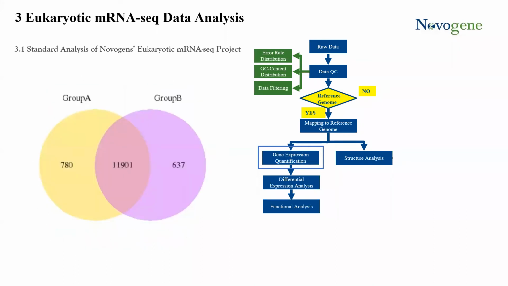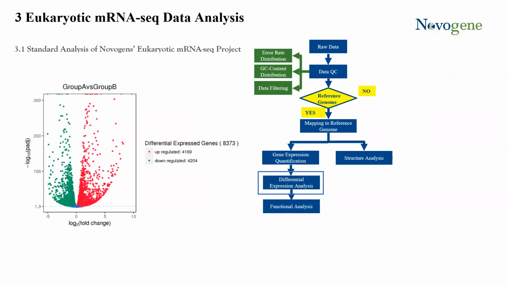Lastly, we will also provide you with a Venn diagram, which shows the number of genes that are uniquely expressed within each group or sample, and the genes that are co-expressed. As you can see in this example, Group A had 780 genes that were uniquely expressed, whereas Group B had 637. Moreover, there were 11,901 genes that were co-expressed between these two groups.